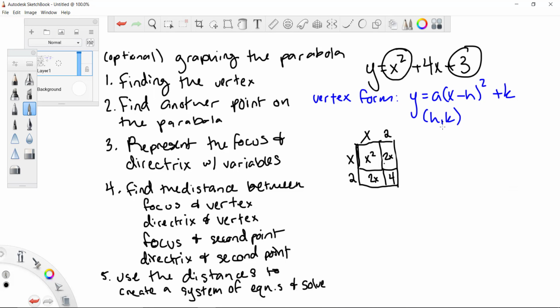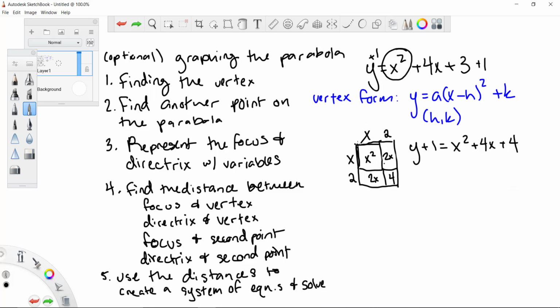So we already have a plus 3 here, but we want a plus 4. So to get that 3 to become a 4, I need to add 1. But I can't just add 1 on one side. I got to add 1 on both sides. So this becomes y plus 1 equals x squared plus 4x plus 4. So now that this matches with my equation, I can say x squared plus 4x plus 4 is the same thing as x plus 2 times x plus 2.